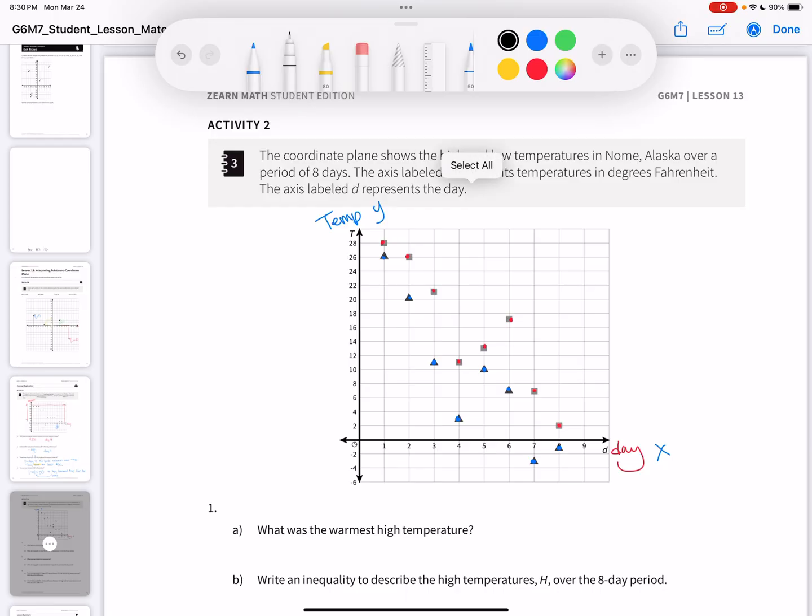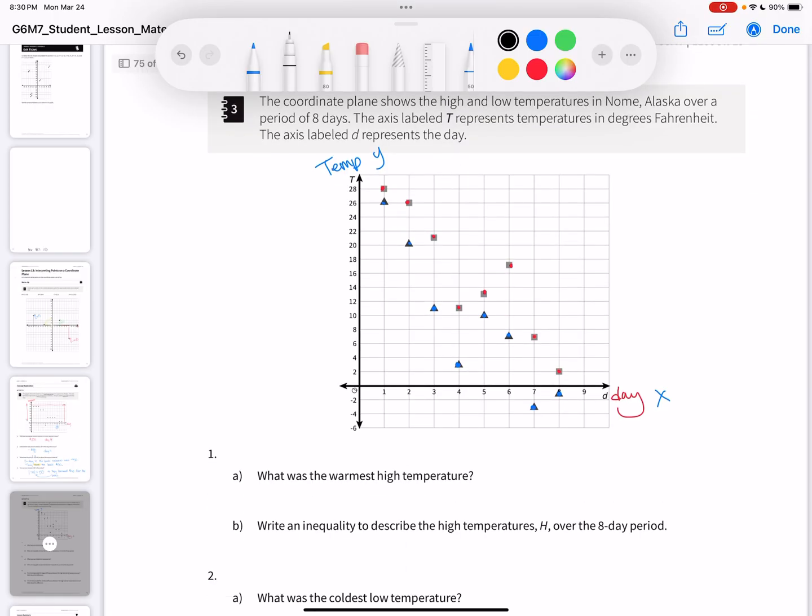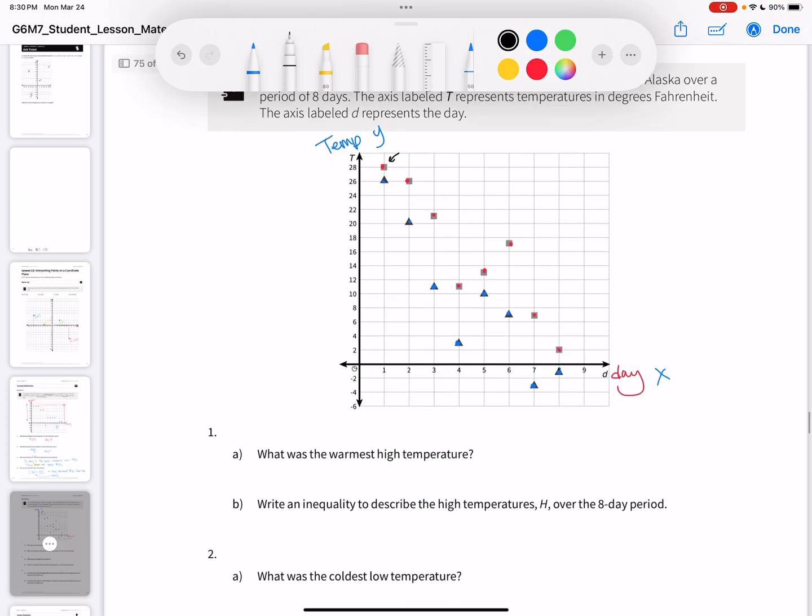So this says, what is the warmest high temperature? So we're going to look at our reds, and we're going to look for the one highest on our graph, which would be this one right here. So what was the warmest temperature? Well, we're at 28 degrees Fahrenheit. Okay, and that was on day one.